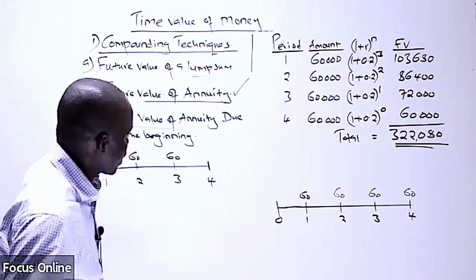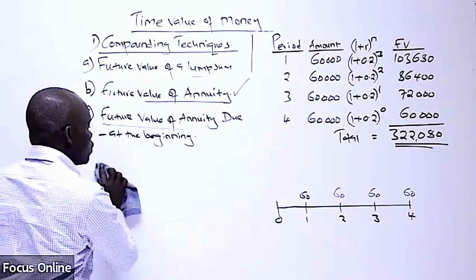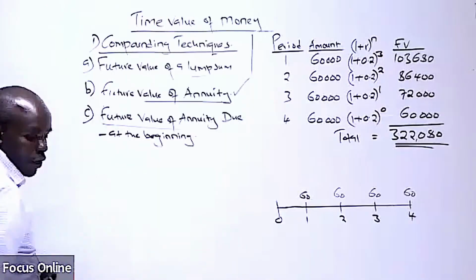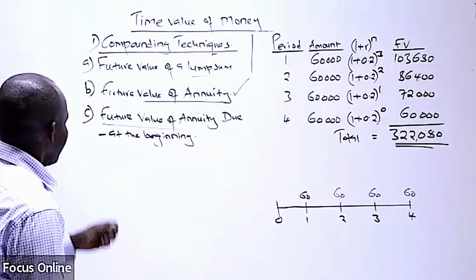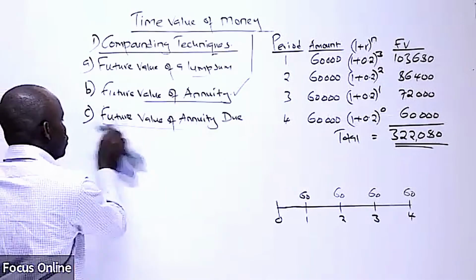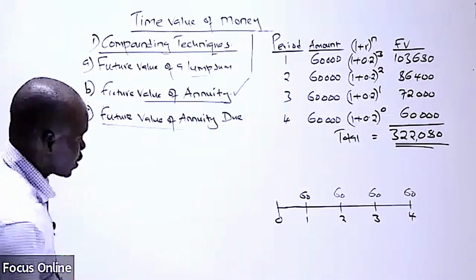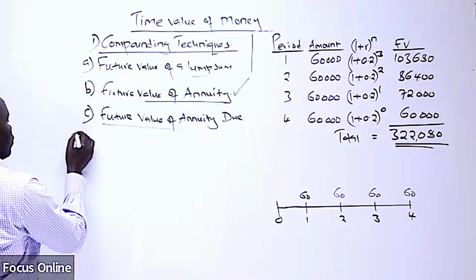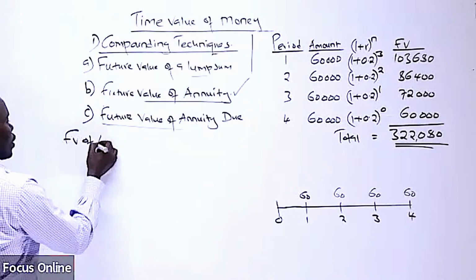But now, how about when we are using the formula? When we are using the formula, this is how we get the future value of an annuity due.